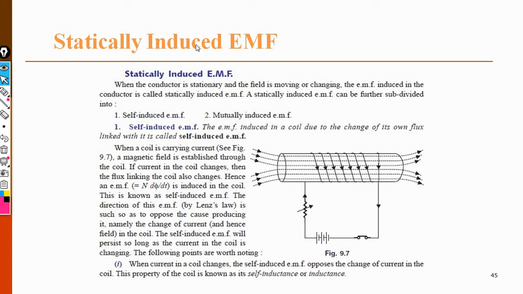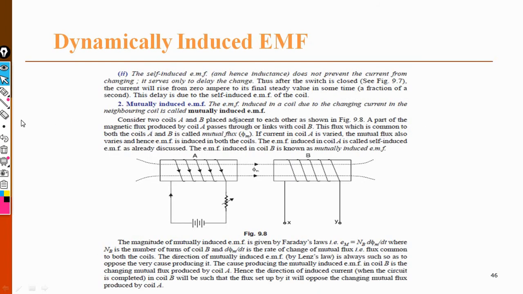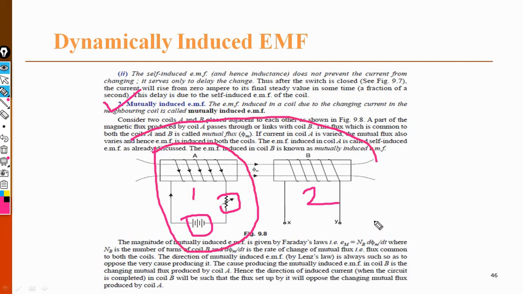Okay, no problem. Then the second one is mutual induced EMF. Now this is the diagram of mutual induced EMF. This is the first conductor, this is the second conductor, a voltage source is connected here, then this is the resistance, this is the self induced EMF, and the total is called mutual induced EMF.